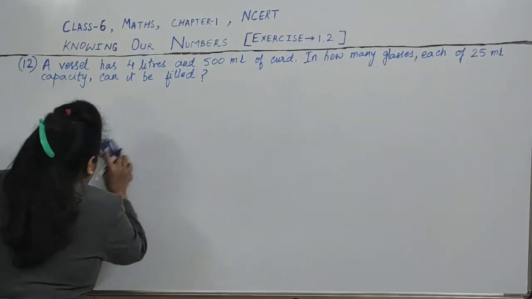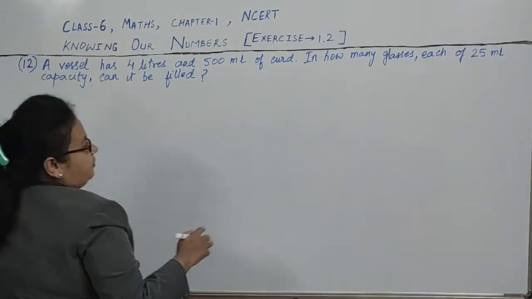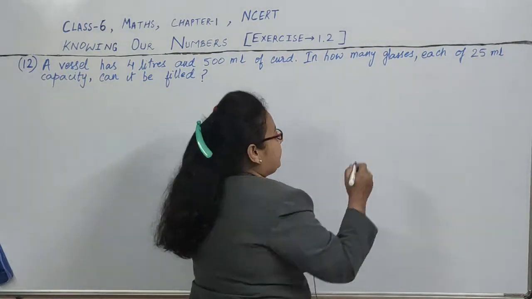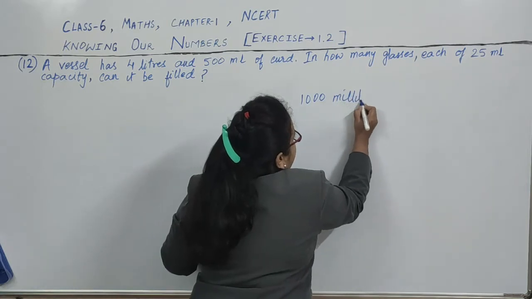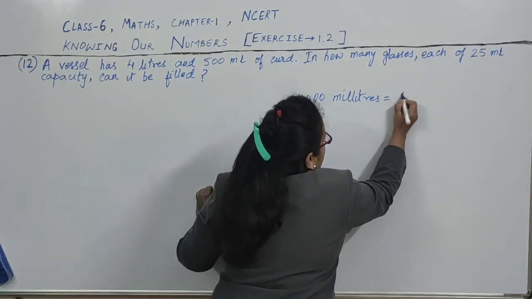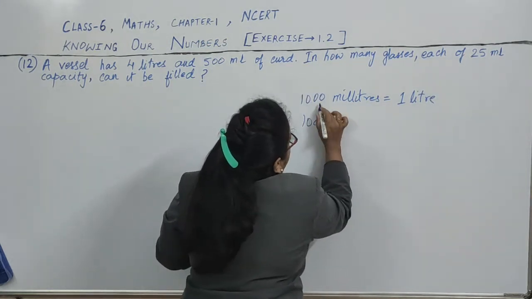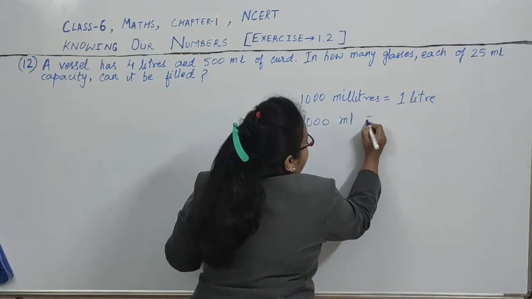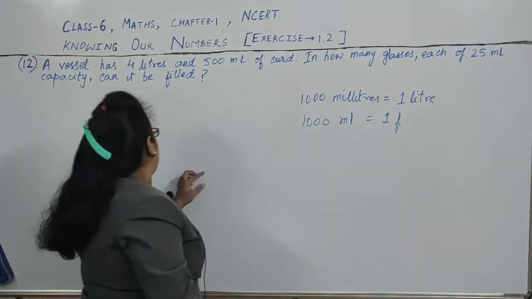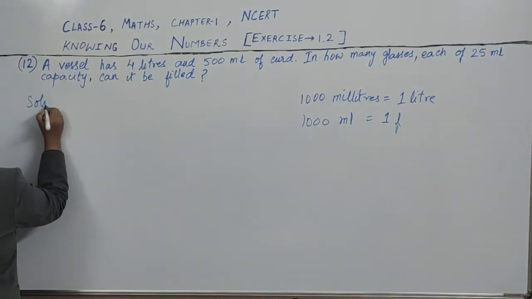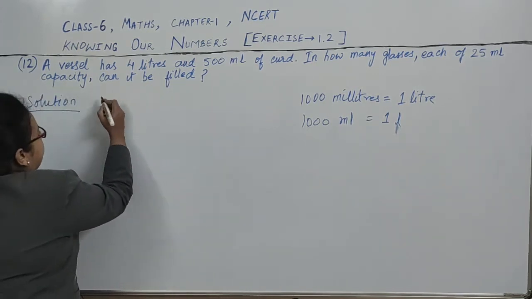So you also understood that milliliter is a smaller unit, and liter is a bigger unit to measure the capacity of the container. See, 1000 milliliters is equal to 1 liter. In short we write it as 1000 ml is equal to 1 L. So now we will do the solution. We will do the conversion first.